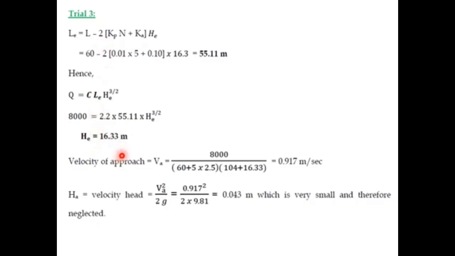Though the velocity of approach is neglected, we can still calculate it, because it is discharge divided by area. The total length is 60 plus 5 times the width of the pier, so 2.5 into 5 plus 60. The total height is 104 plus the depth of water 16.33, which gives the area. Hence the velocity of approach is 0.917. The head due to the velocity of approach comes to just 0.043, which is very small and hence can be neglected.